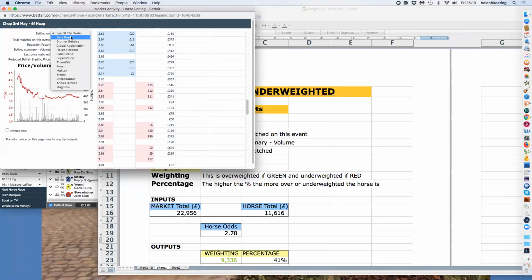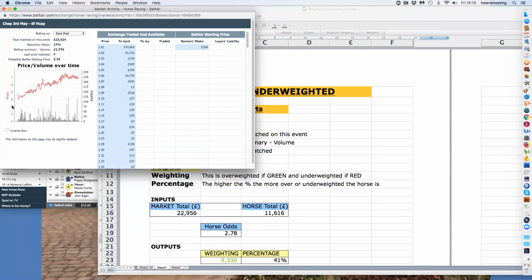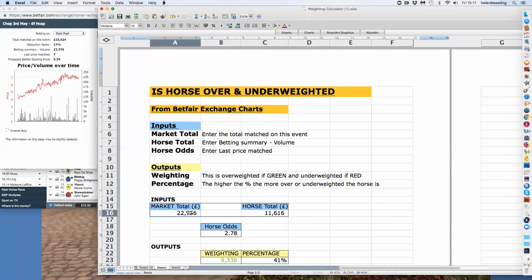But what we see is Dark Poet. Look at the amount of movement going on here, and we can see why that is, because let's put those in. 22,524, and we'll put in 2776, and its last price matched was 7. And we see this horse is highly underweighted at -14, and that's led to this quite high volatility.